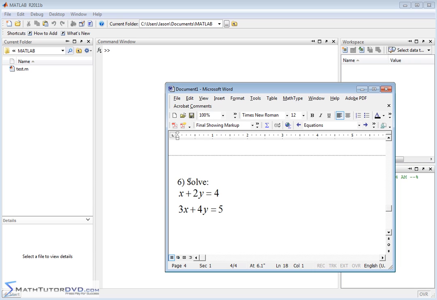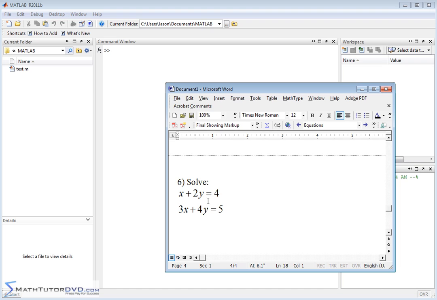But basically, the way you represent this as a matrix is you have what's on the left-hand side of the equal sign, you put in a matrix. So these coefficients, the 1 in front of the x, the 2 in front of the y, the 3 and the 4, you put in a matrix representing the left-hand side of the equation. And then you put the 4 and the 5, what's on the right-hand side of the equal sign, in a separate matrix. So basically you have two matrices.